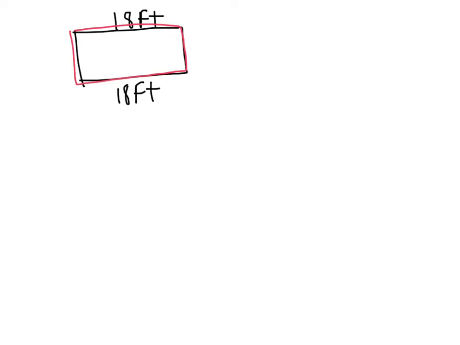So what do we know about perimeter? We know to find perimeter, we have to add up all the sides. So we want to know what are the possible widths. Well, if we don't know the widths, I'm just going to put an x there. So if I find the perimeter here, that would give me 2x plus 36.